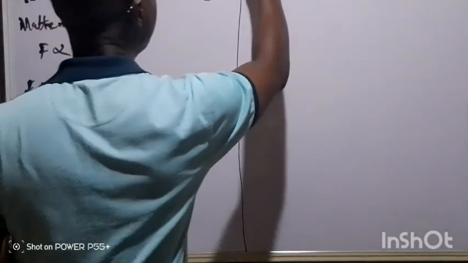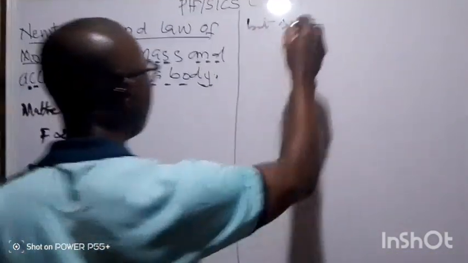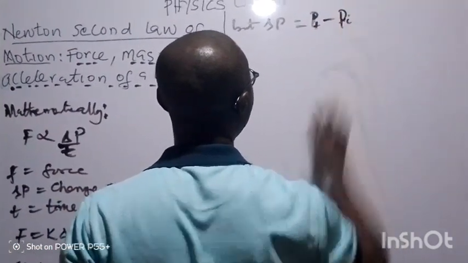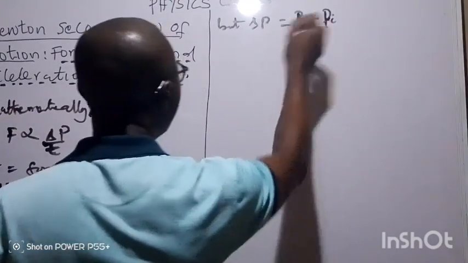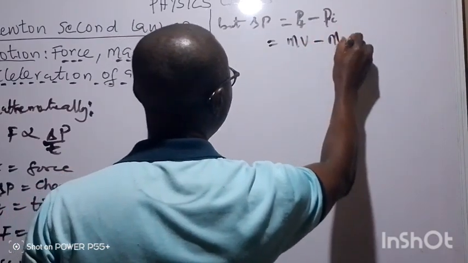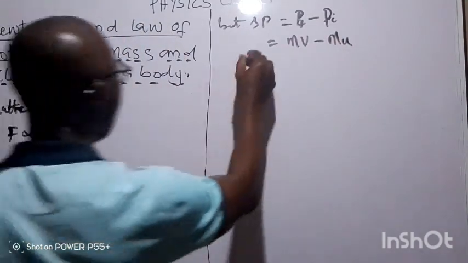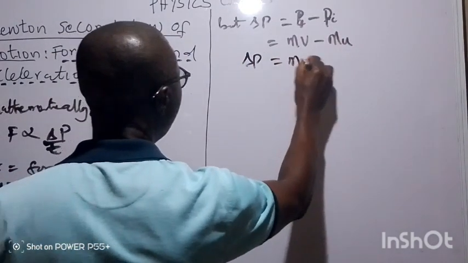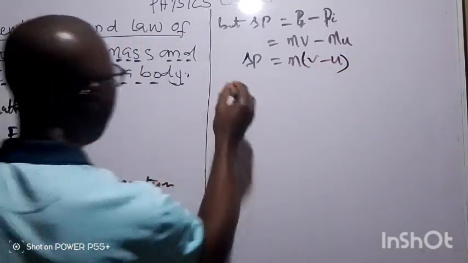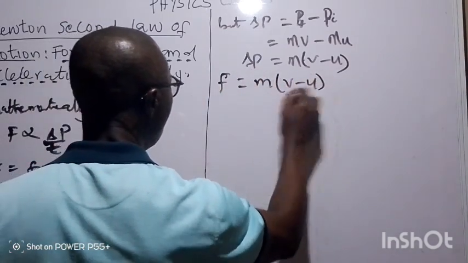Delta P is change in momentum, that will be final momentum minus initial momentum. The final momentum is mv minus mu, final minus initial. So, mass is constant, and we now say delta P is equal to m into bracket v minus u. Now from there, F will be equal to m into v minus u over t.